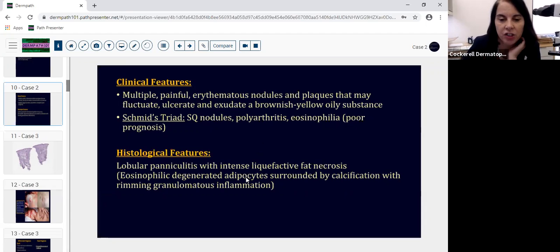The eosinophilic degenerated adipocytes surrounded by calcification with rimming. And there was not much granulomatous rimming left over. There was a little bit in the dermis, but we didn't see that great granulomatous rimming. But then again, the punch was fragmented. So that was a beautiful case of pancreatic panniculitis.